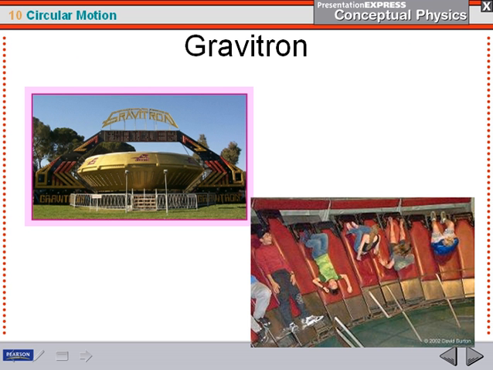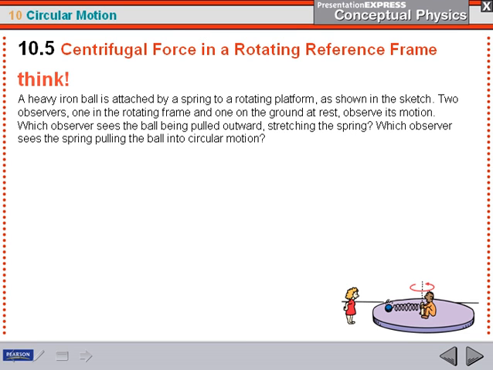So here's a great example of what we feel like a centrifugal force, and it's a gravitron. We all are familiar with that. This barrel shape right here rotates around, and you sit on these cushions on the inside of the ride, and you're basically pressed up against the wall. And really what that is, is your inertia acting on the outside of the wall of the gravitron.